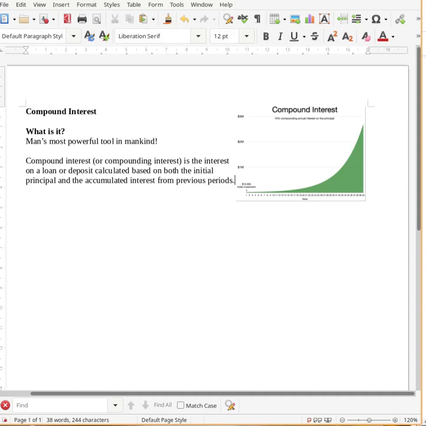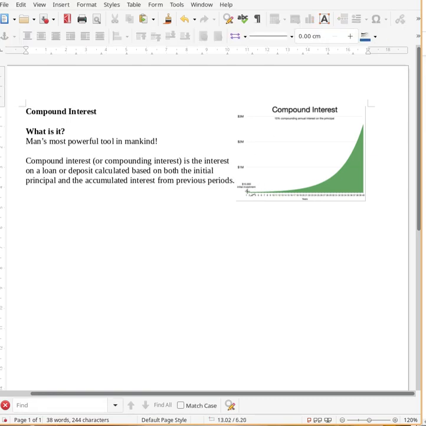So today we're going to start by talking about what is compound interest. Now, compound interest is one of the most important things that's ever come out of mathematics, and it is one of the most powerful tools in mankind in order to make money. Now, this is what compound interest looks like.